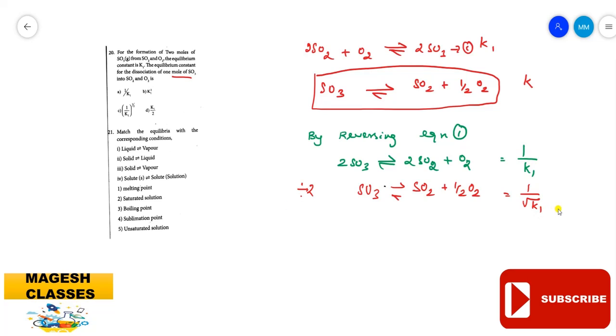So this is equal to 1 by root K1. So our answer is C.